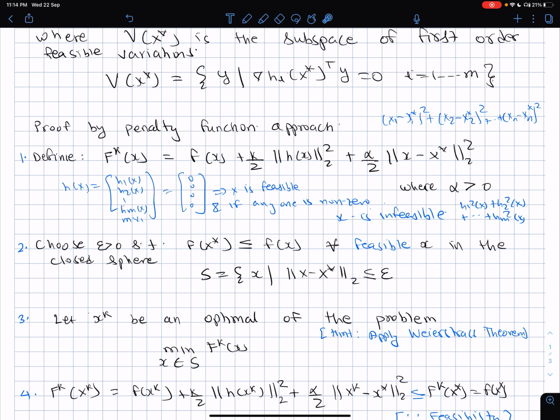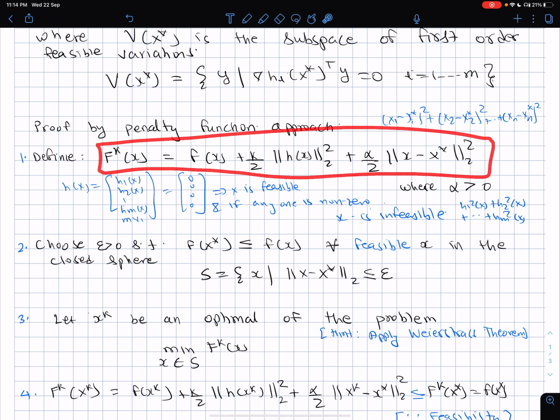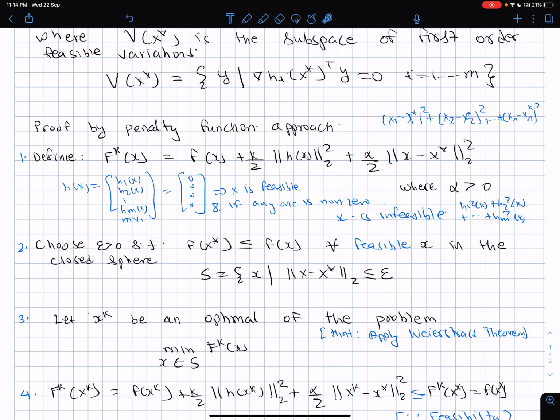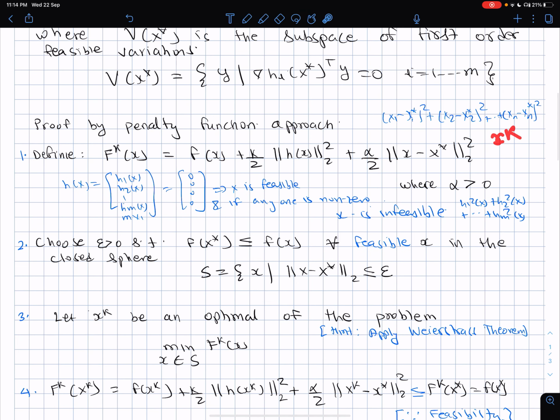But this alpha is a fixed number. K is usually a large penalty. Alpha could be just a very small number. The whole idea here is that when I am later on doing a minimization of this function to get an optimal estimate xk, which is an approximation of x star, I want that xk to be driven to x star.